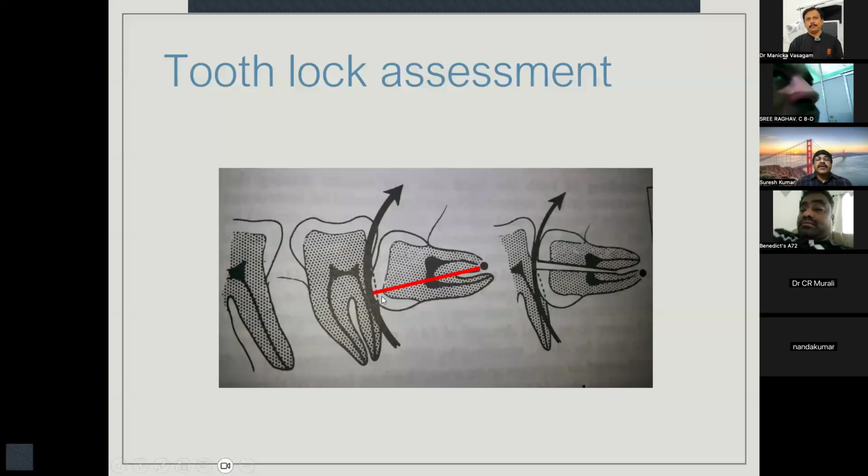If you draw a line or a radius extending from the tip of the mesiobuccal cusp to the distal root apex, and using this as the radius, you draw an arc with a compass, if the arc runs through the shadow of the second molar, that means there is a tooth lock. If it does not run along the shadow of the second molar, then there is no tooth lock.